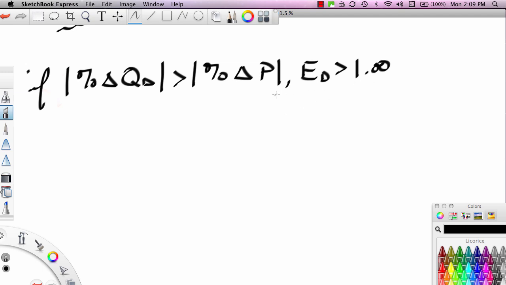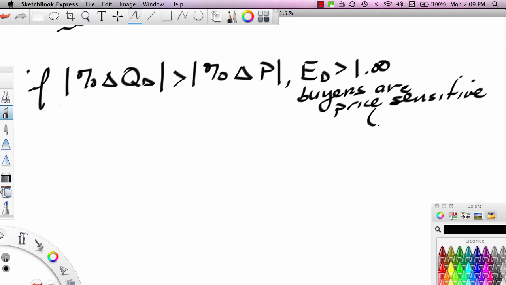What does ED greater than 1 mean? Well, if Q is changing in percentage terms more than P is changing, buyers are what? They're price sensitive. Or we could say demand is elastic. Okay, let's do it again.